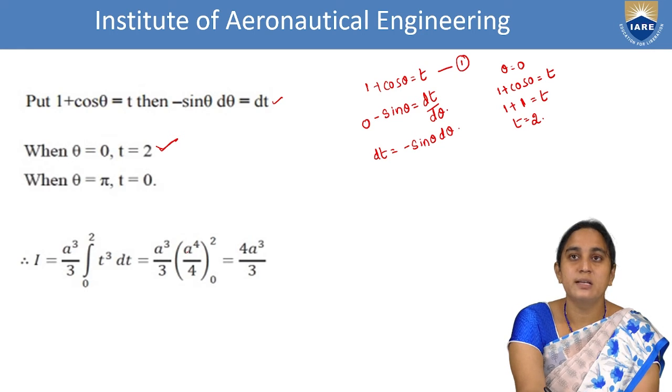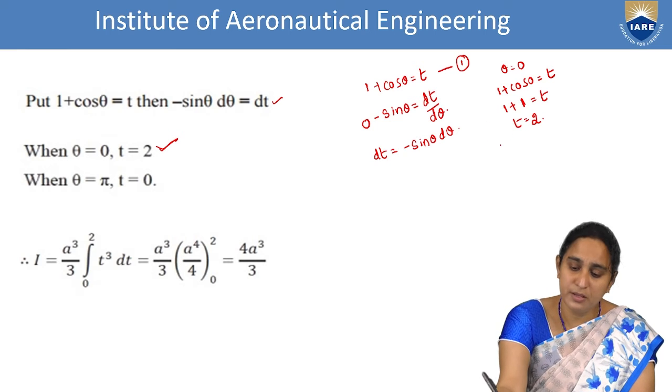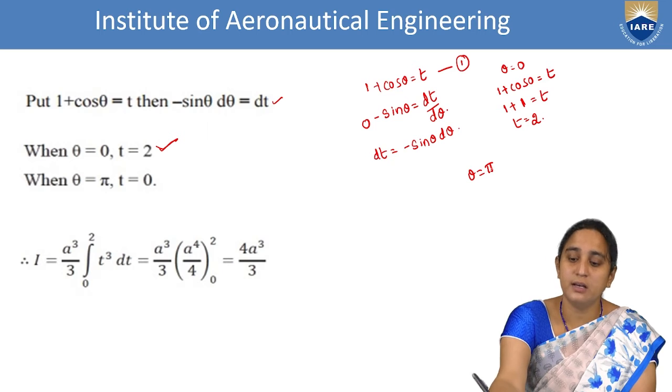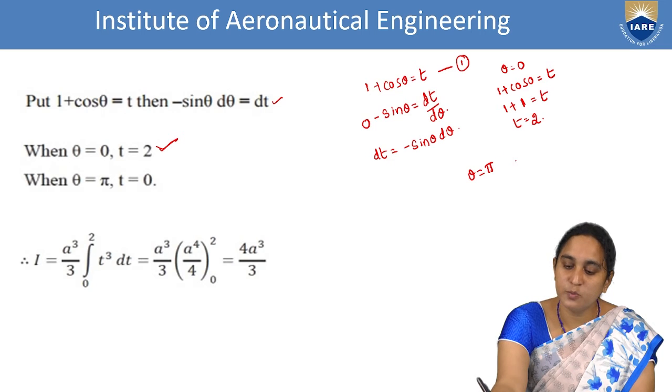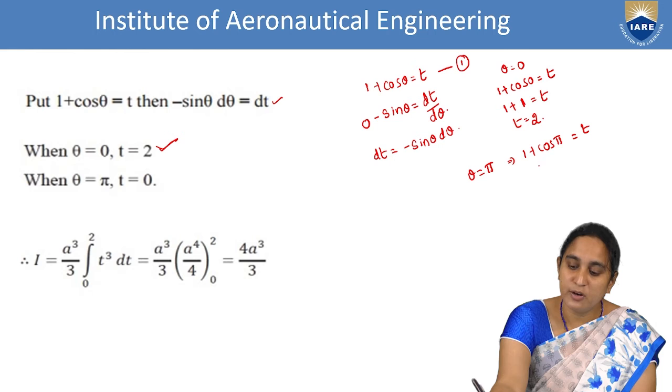Okay, t is equal to 2. Next, if we take theta is equal to pi, that is the upper point for theta, I am substituting in the first equation. From that, 1 plus cos pi is equal to t. 1 plus cos pi, the value is how much? Minus 1. That is equal to t. Therefore, t is equal to how much?